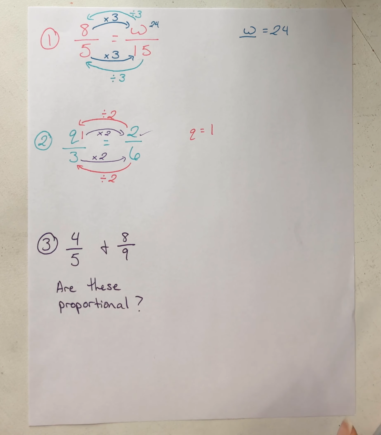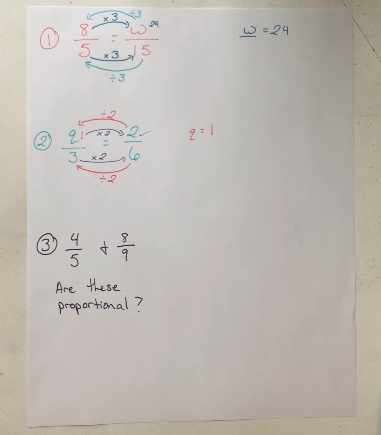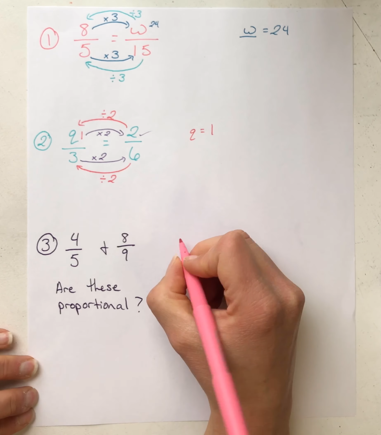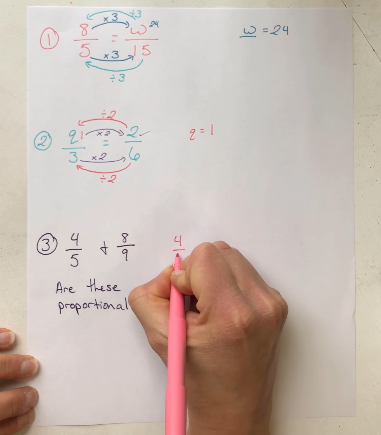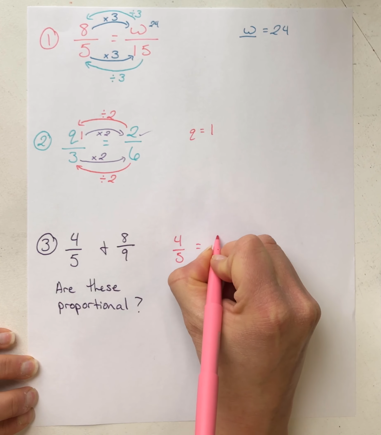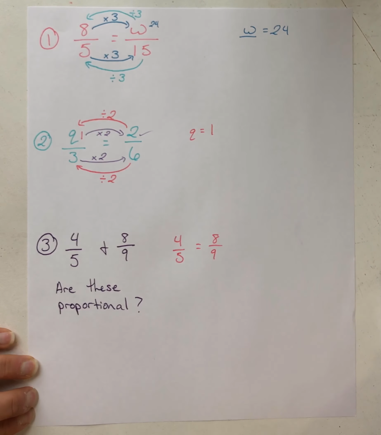Now we're going to take a look to see if 4 over 5 is proportional to 8 over 9. Now remember, proportional means equal to. So are these two equal to each other? Well, let's take a look. I would write them as 4 over 5 equals 8 over 9.